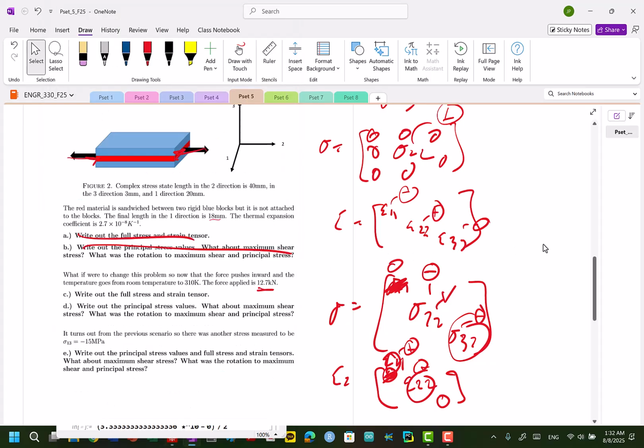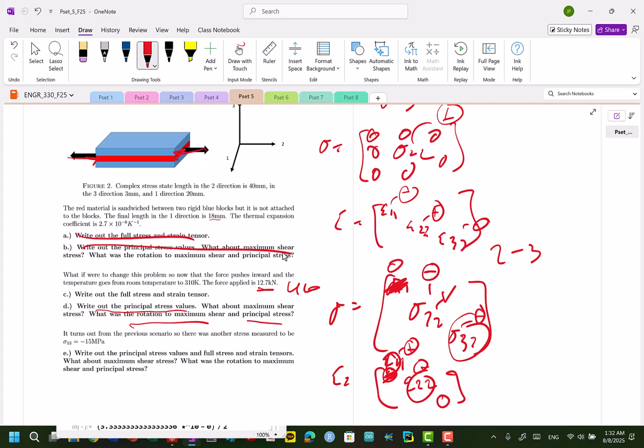But while we wait for that, we can actually set up the rest of the problem. So write out the principal stress values. We are in a principal stress state. We're in a plane stress state. We're in 2-3 plane stress. So we're in a principal stress state already. Maximum shear is going to be at 45 degrees. So that's going to be the rotation. And we already have the principal stress.